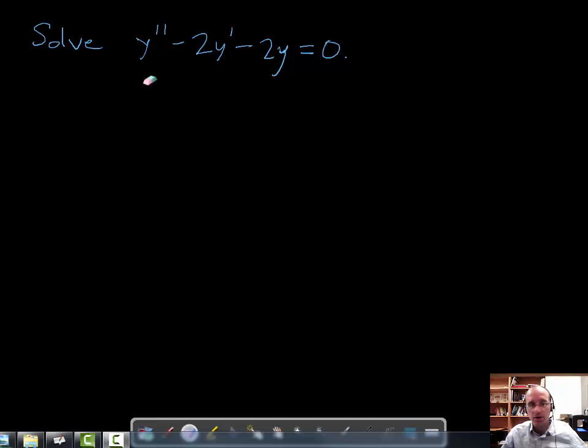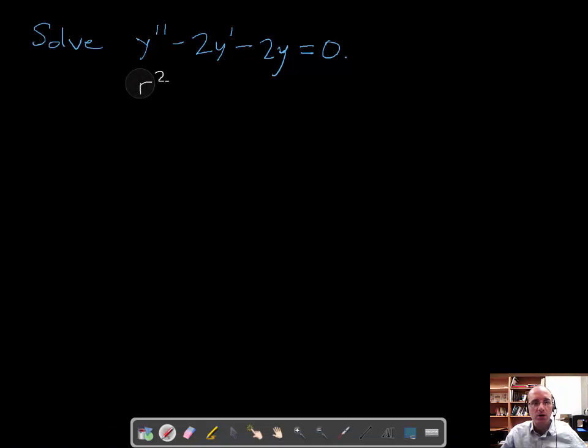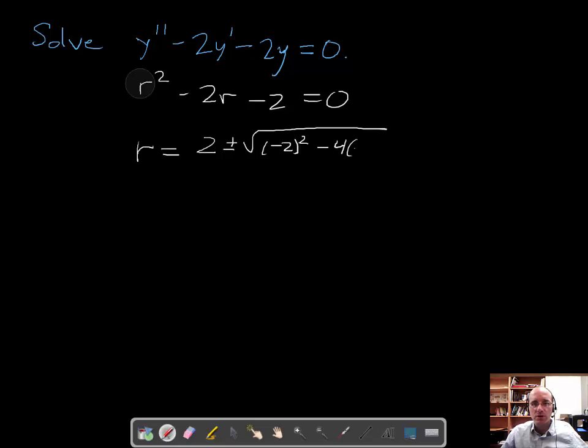So the corresponding characteristic equation here would be r squared minus 2r minus 2 equals 0. We need to find the roots of that characteristic equation. And unfortunately, it doesn't look like it factors, so we need to use the quadratic formula. So r equals 2 plus or minus the square root of negative 2 squared minus 4 times 1 times negative 2, all over 2 times 1.